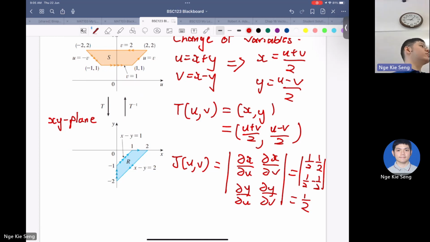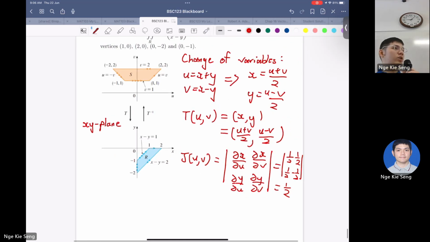So the next thing, you already found your Jacobian. The next thing is you determine the domain change. How does your domain change? So we just check the boundary.